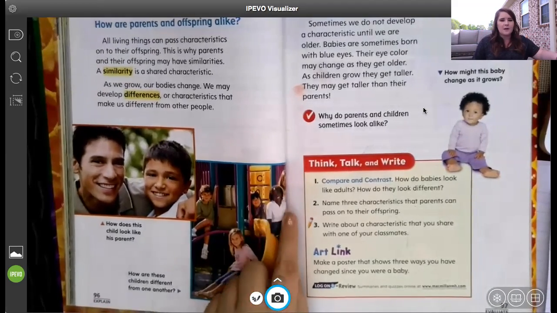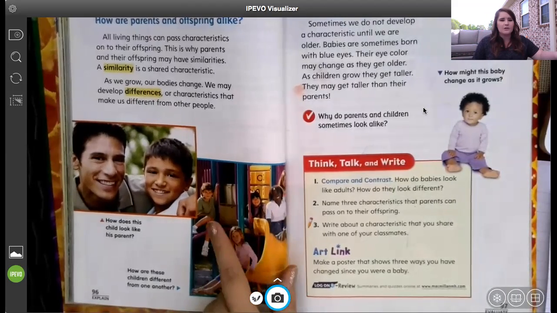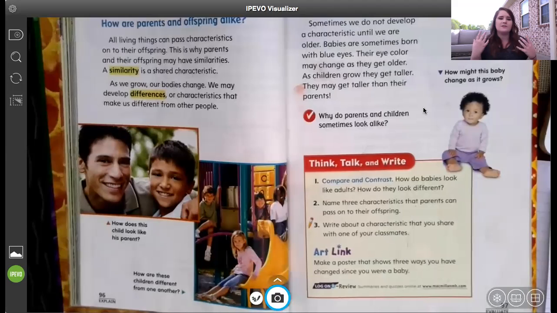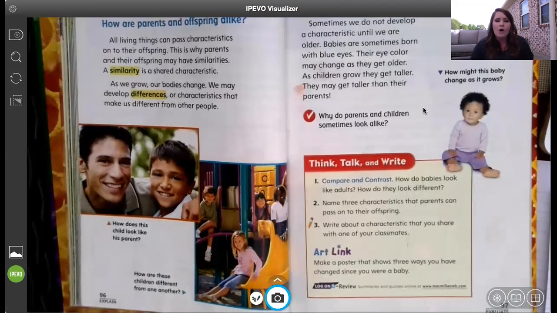And if you look at this page, you can see that every child looks a little bit different. They have different skin tones, they have different shapes of their eyes, they have different hair color and texture, they're wearing different clothes, some are short, some are tall. So it really just depends. Everybody is unique and they have their own characteristics, those physical features of what we look like.